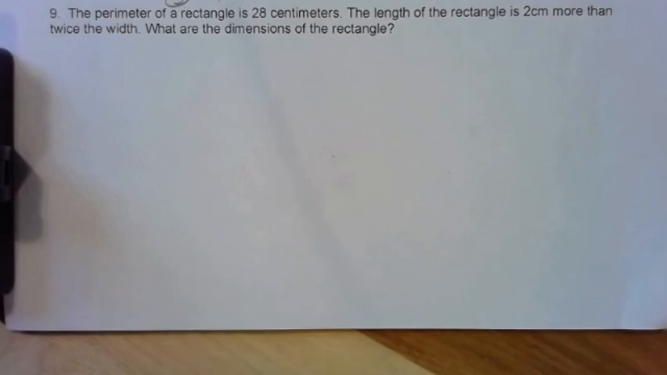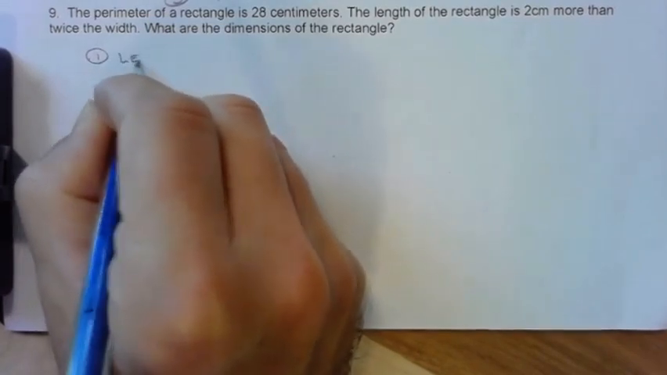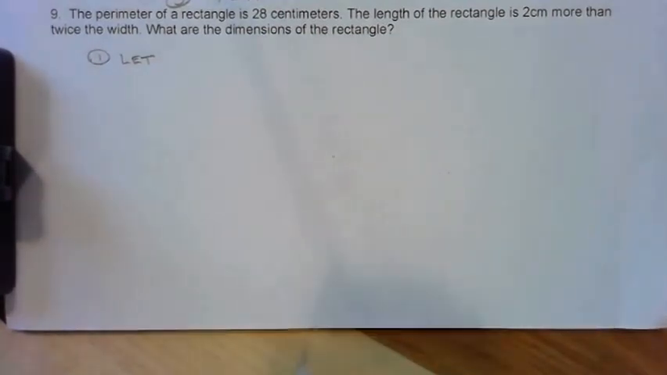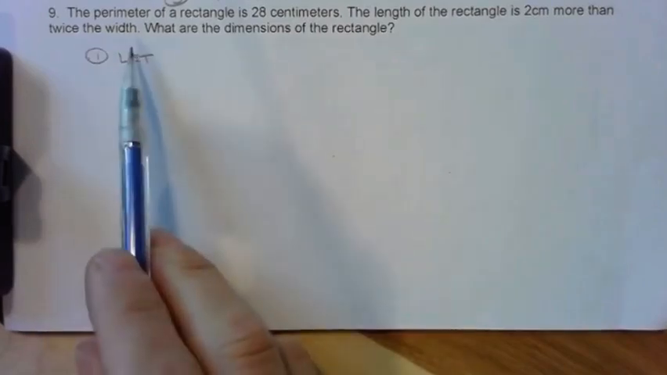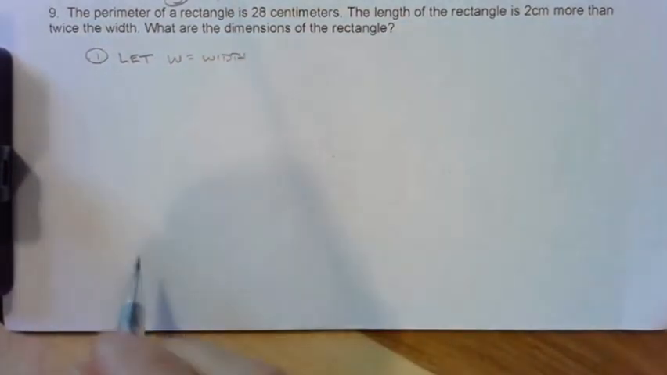In our next example, we're told that the perimeter of a rectangle is 28 centimeters. The length of the rectangle is 2 centimeters more than twice the width. What are the dimensions of the rectangle? So we'll set up our let statements here at the beginning. Which dimension don't we know anything about, the length or the width? Well, they said that the length is 2 centimeters more than twice the width, but I don't know anything about the width, so I'm going to say let W equal the width of my rectangle.